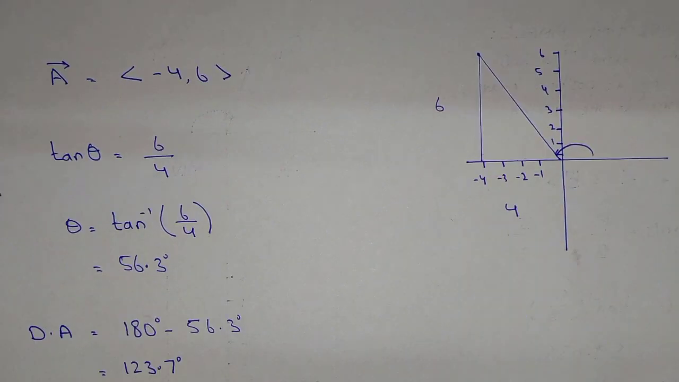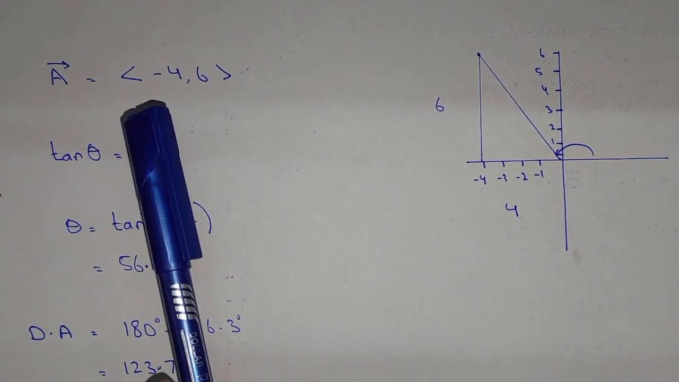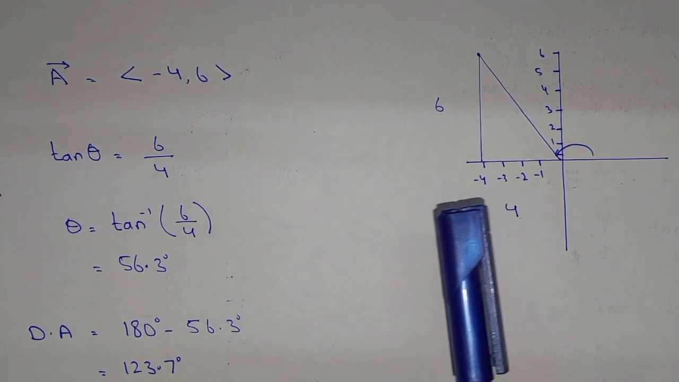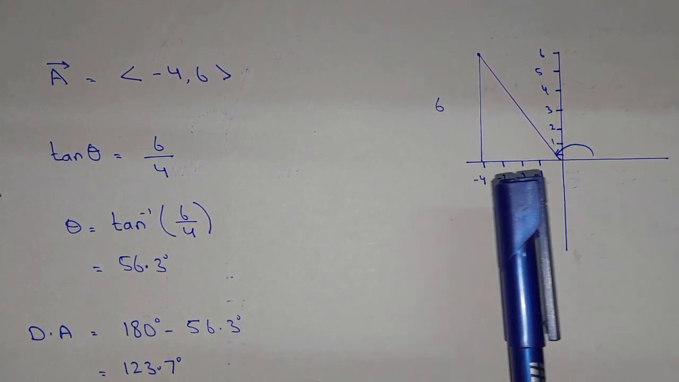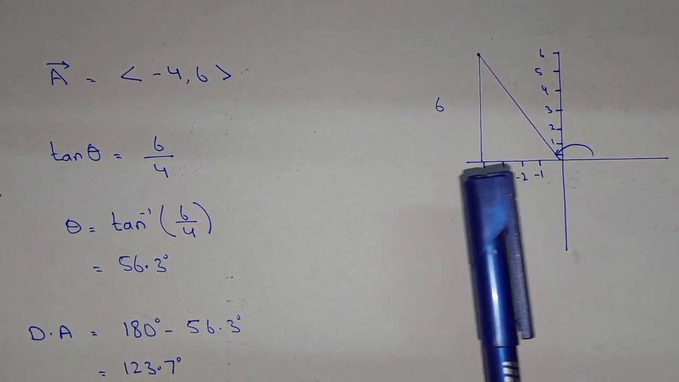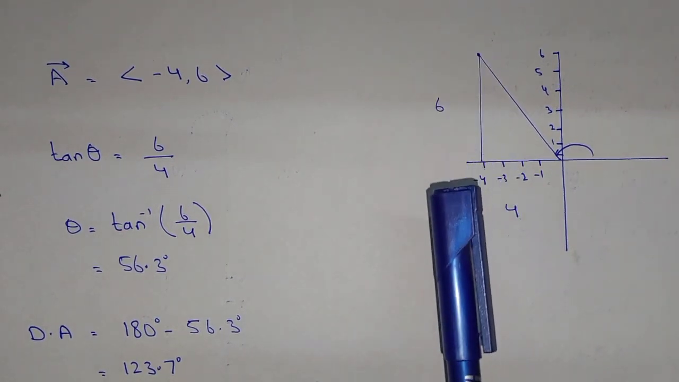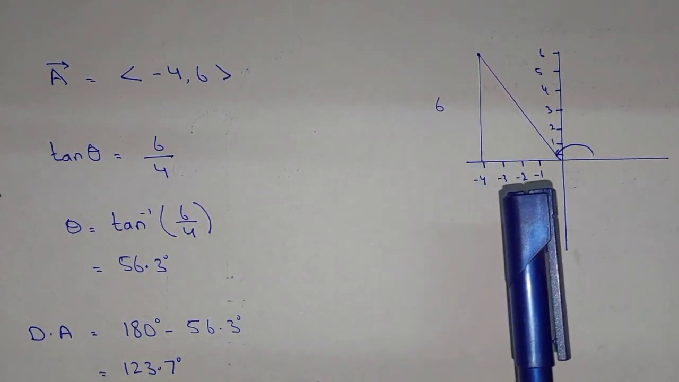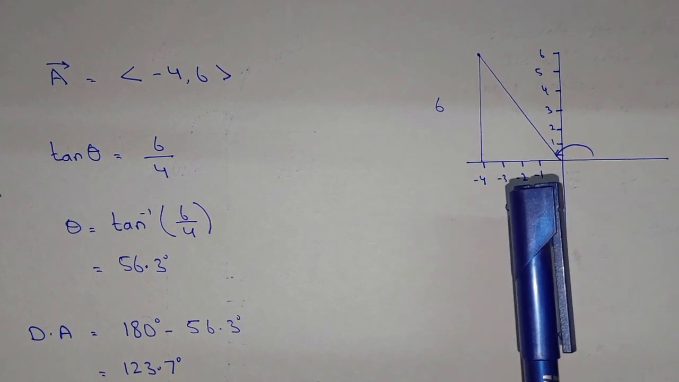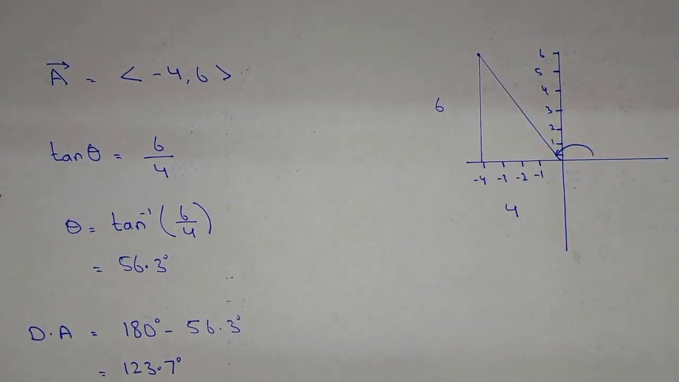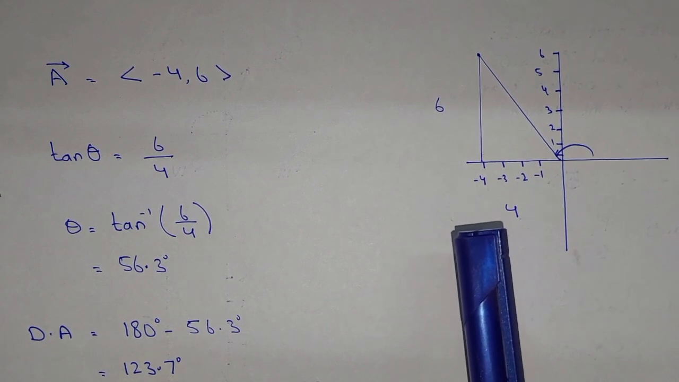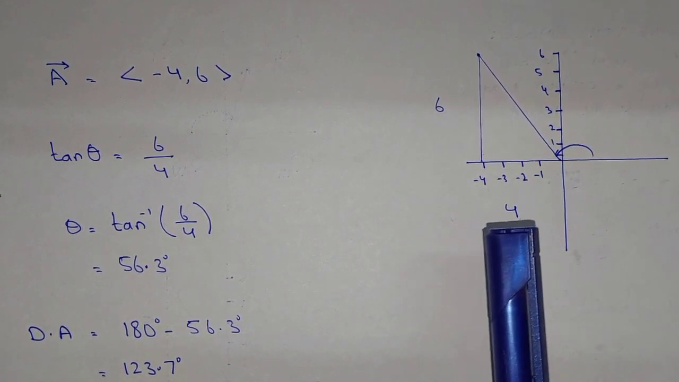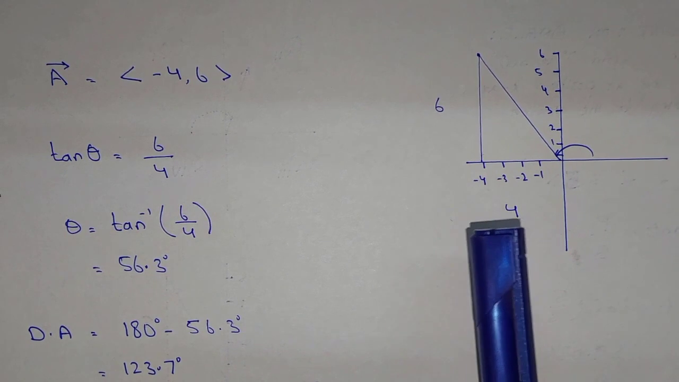Now this one is a little bit different. The coordinates of vector A are minus 4 and 6. Minus 4 means on the negative side of the x-axis, and positive 6 on the y-axis. So we can draw the diagram in this way. Remember, this is minus 4 over here, but we cannot write minus 4 here because this is only showing the side. So we will write plus 4.